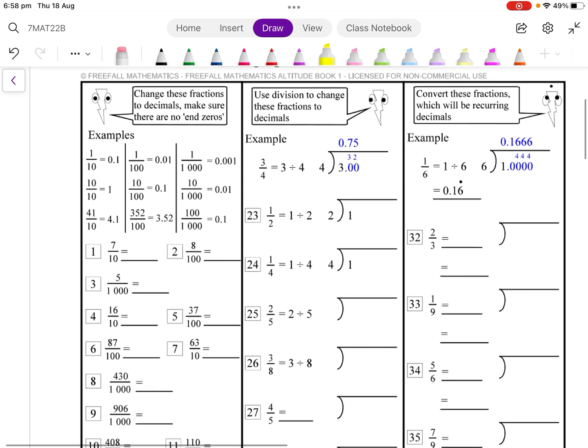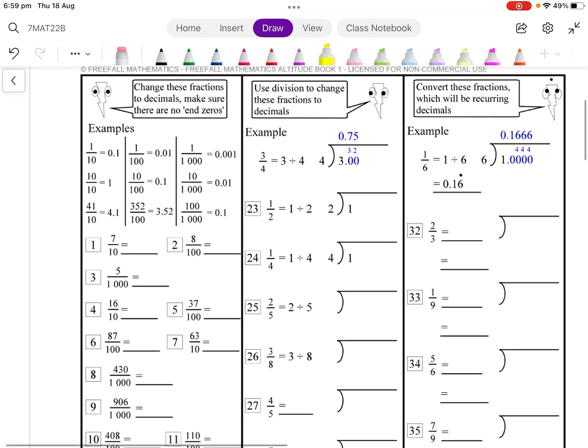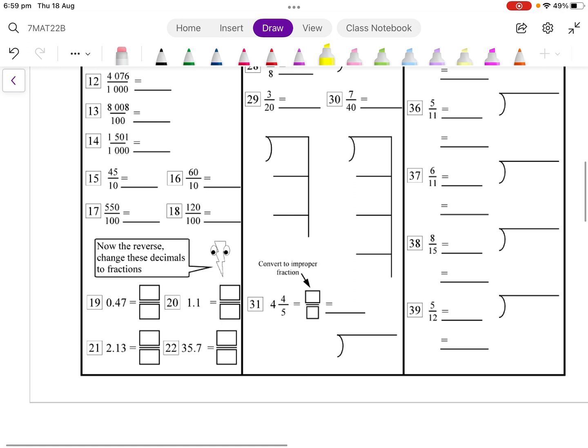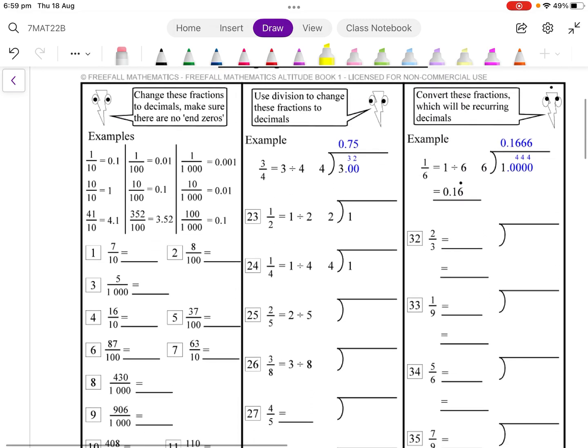Then the backside of the worksheet is getting you to change fractions to decimals by using those skills. So the first column, you need to change these fractions to decimals, make sure there are no end zeros, okay? And then down the bottom, you're going to reverse and change these decimals to fractions, which we have done. You're then going to use division to change these fractions to decimals, and then the last column is to convert these fractions, which will be recurring, to decimals.